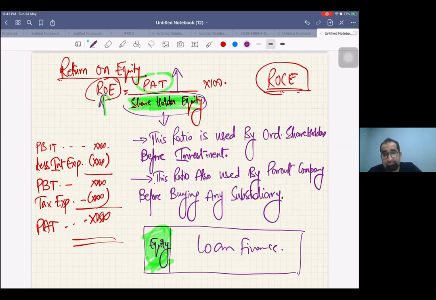But yes, my dear, take my words. This is risky business because loan finance means fixed cost. You have to pay fixed interest. And I think you might have heard the statement that fixed cost increases the risk of the owner. So this is the practical application. Don't forget.